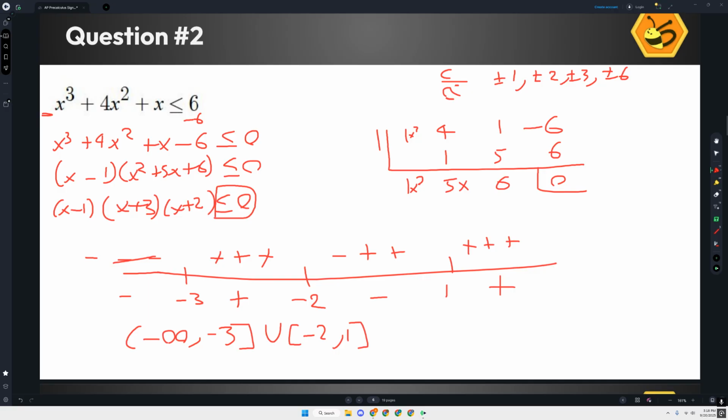Why the bracket instead of normal? So you don't use parentheses because these values are included. If it was less than, you would put parentheses or soft brackets, whatever your teacher called it. If you have an equal sign under it, you have to include it, which is a hard bracket or a bracket.